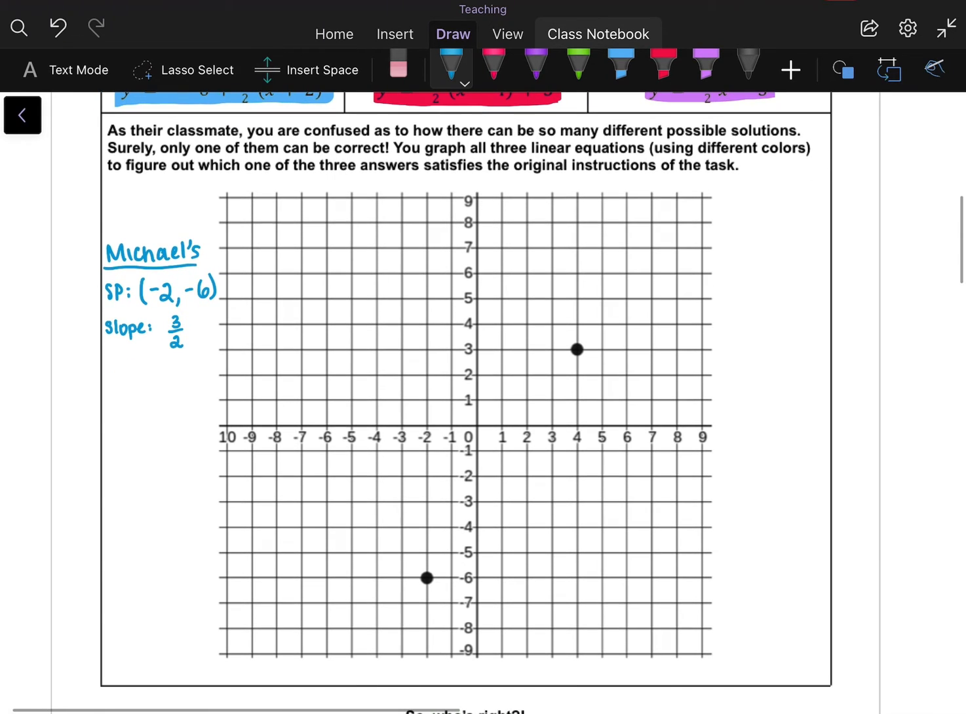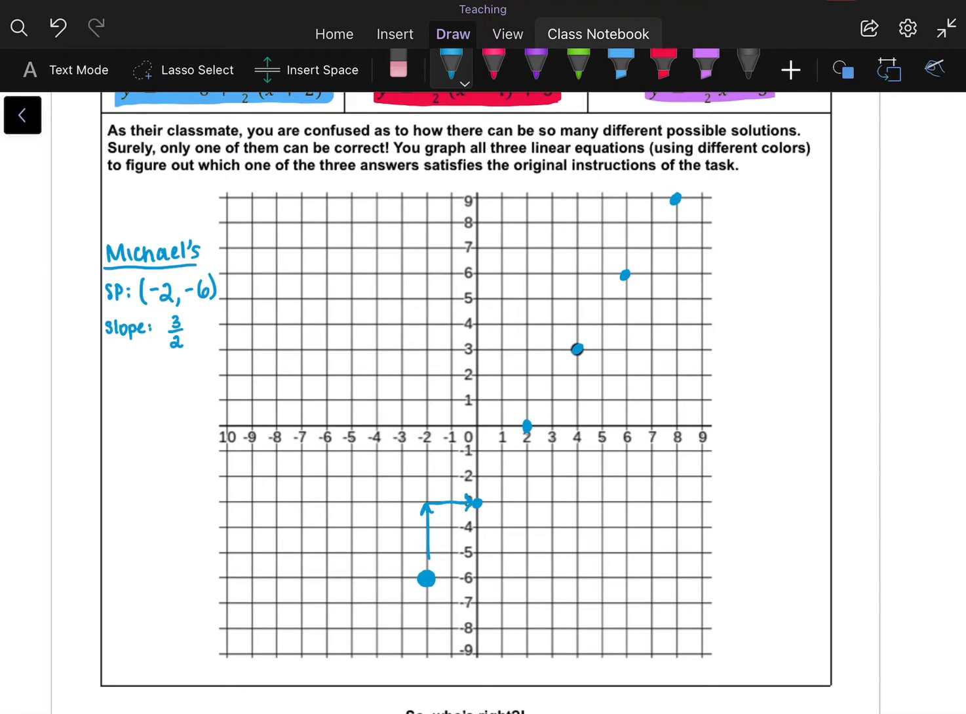Alright, so let's go ahead and graph Michael's line. We have a starting point of -2, -6 down here. That is our starting point for Michael's line. And then we're using our rise over run. So up 3, right 2 puts us right here. I'm going to keep using this pattern, up 3, right 2, until I fill all my graph paper.